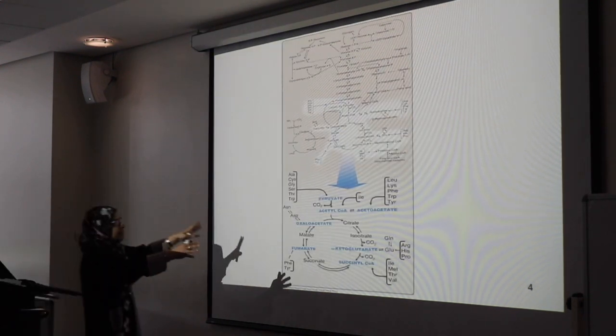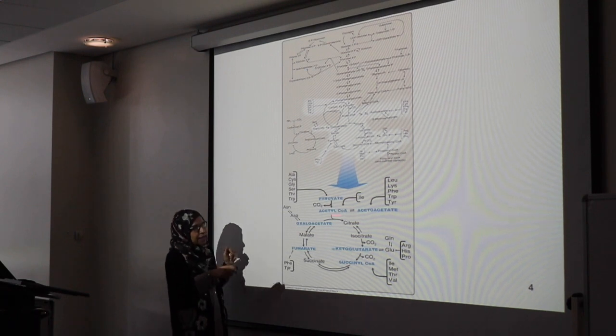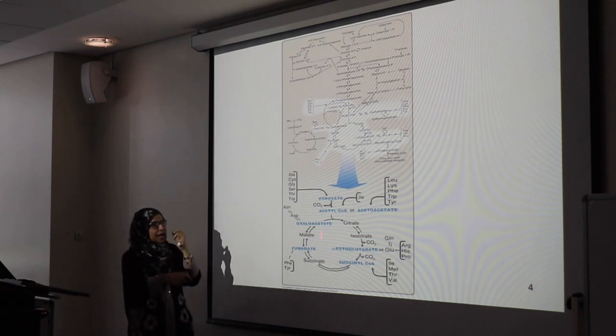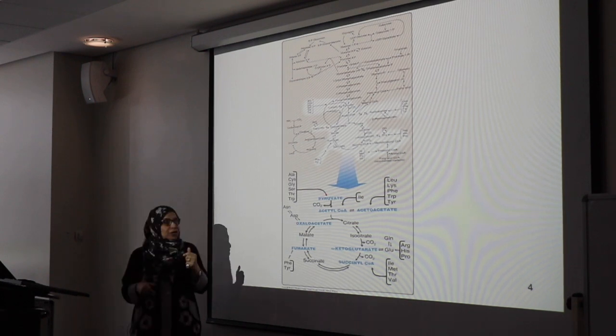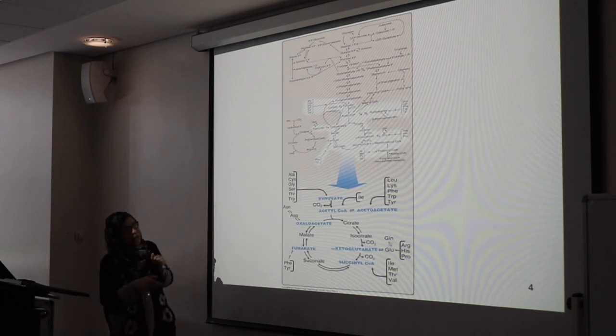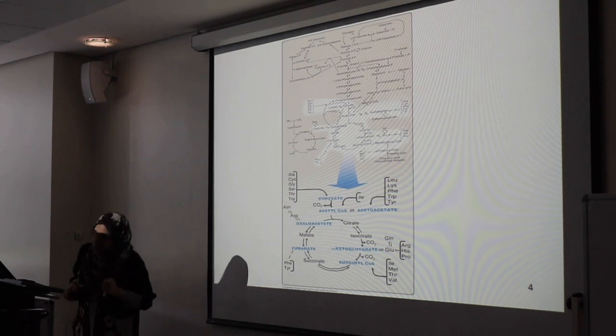So these are the 7 products. Again, you see them here. The intermediates of the Krebs cycle and the pyruvate are the products that make amino acids glucogenic. And these are the 2 that make amino acids ketogenic.